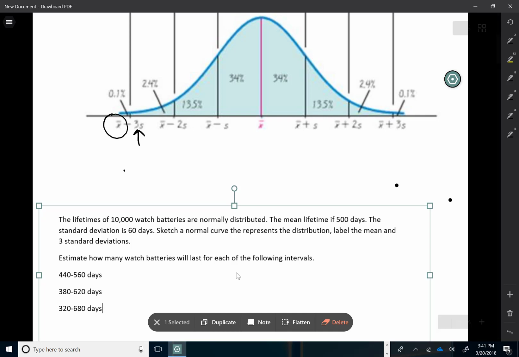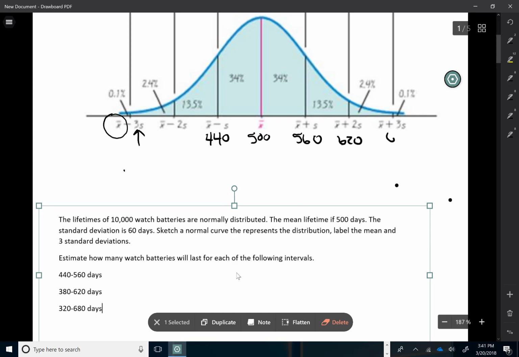So when we look at our graphic, we have a mean of 500 days. When we're labeling one of these problems, we put the mean there. Standard deviation is 60, so one standard deviation above would be 560. And you keep adding and you keep subtracting. So 500 minus 60 would be 440, and you add and subtract on each side. So 560 plus 60 would be 620, plus 60 more would be 680.